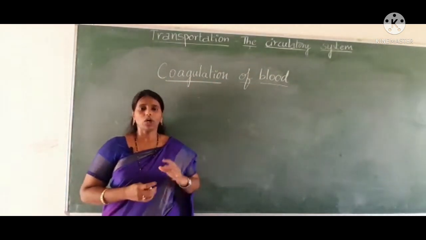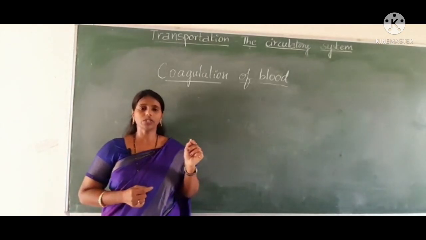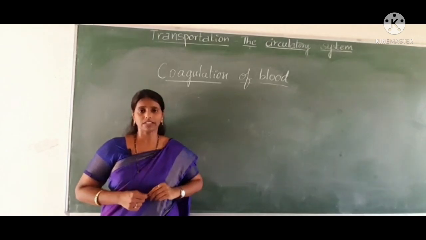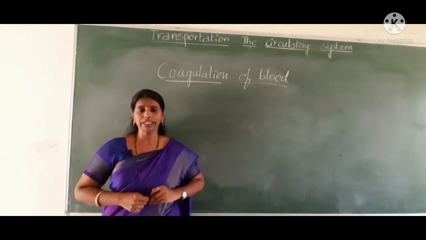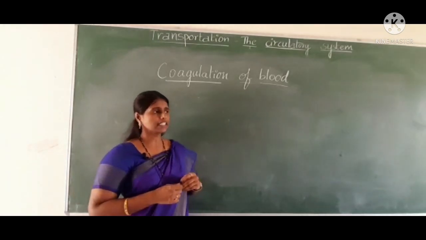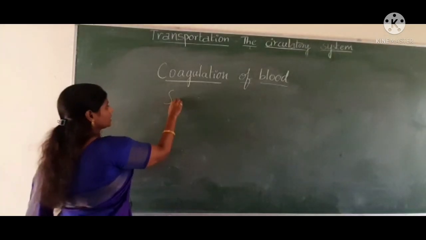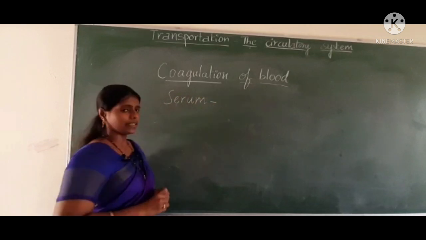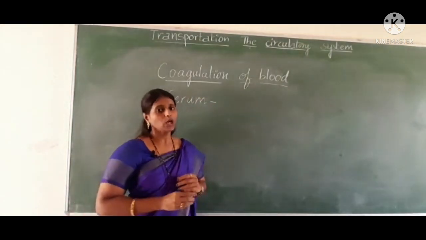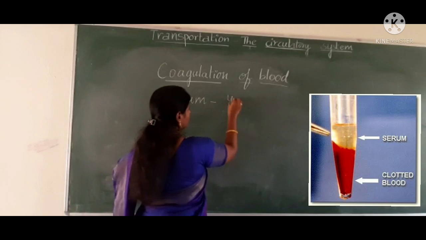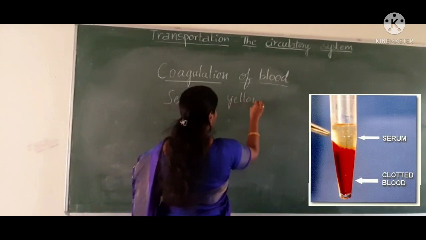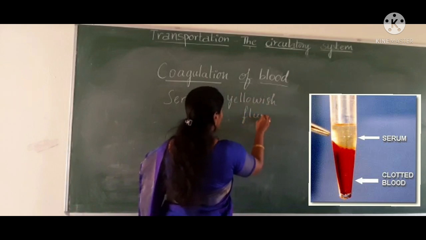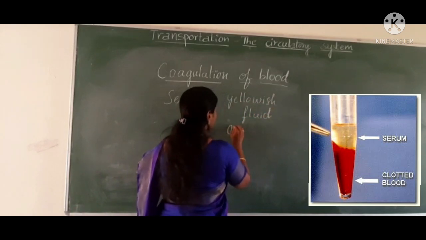After the blood clots, when you touch the injured part, a liquid sticks to your fingers. What is that liquid called? It is called serum. Serum is a yellowish fluid present over the blood clot.